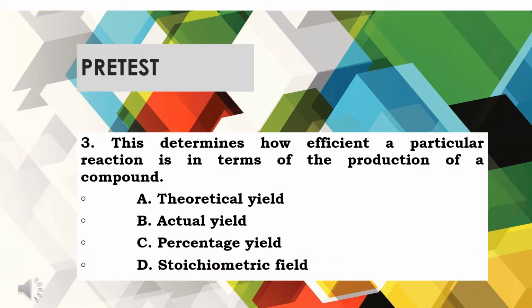Number 3. This determines how efficient a particular reaction is in terms of the production of a compound. A. Theoretical yield. B. Actual yield. C. Percentage yield. Or D. Stoichiometric factor. The answer is letter C. Did you get it right? Let's move on to number 4.